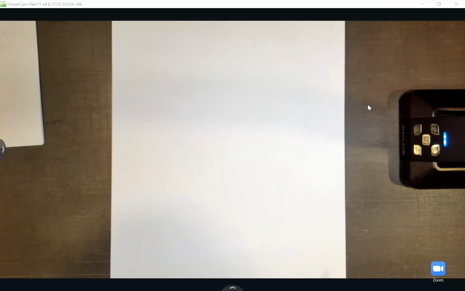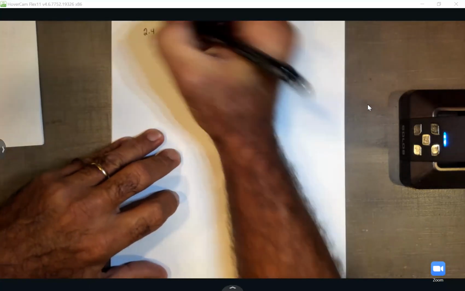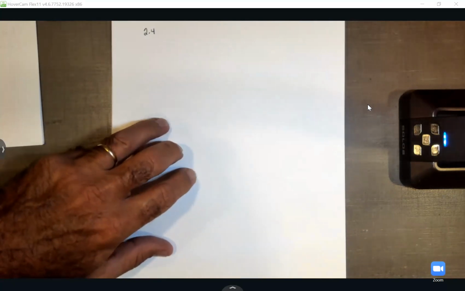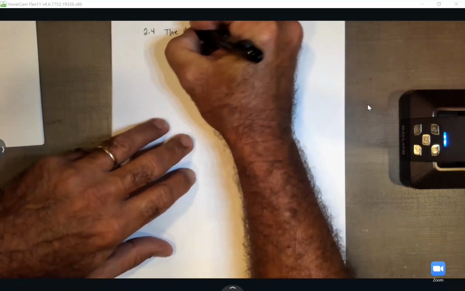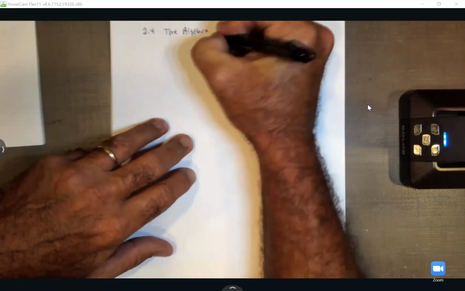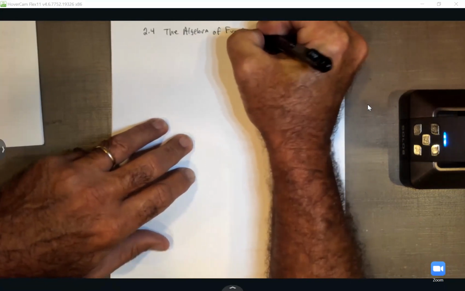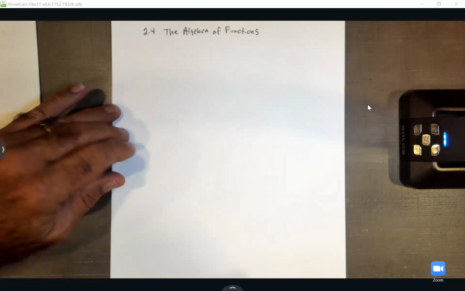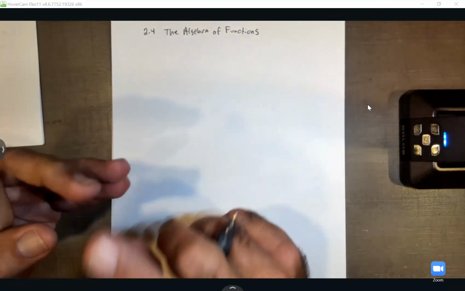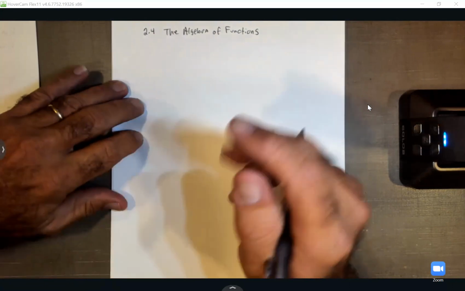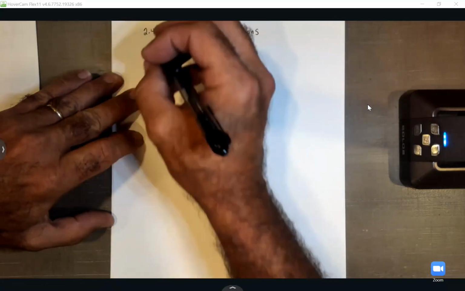All right, y'all. So tonight we're going to go over section 2.4. And section 2.4 is the algebra of functions. And there's mainly the four operations we'll look at on these. It's going to be adding, subtracting, multiplying, and dividing. So here's sort of the definition of the symbolism you'll see.